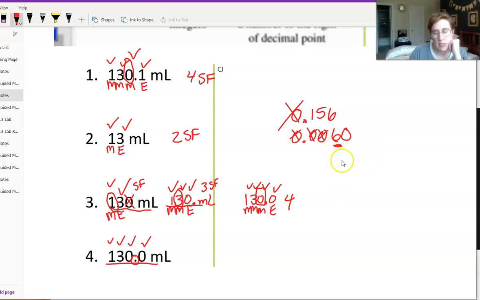If I had 6 with a 0, this 0 is also considered to be significant because it's at the end and there's a decimal present, okay? Let's see. This one here would be considered insignificant because they're at the end and there's no decimal present. So these two are the significant numbers. And that is it for this video.